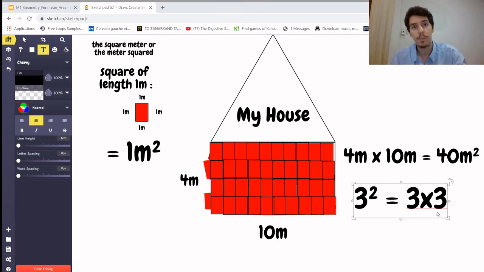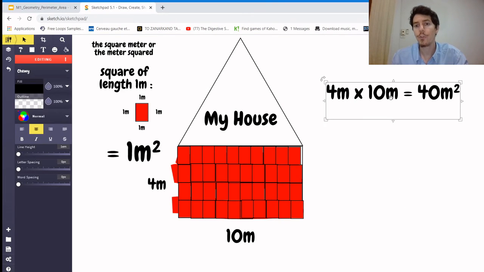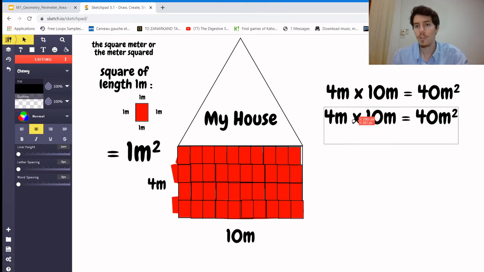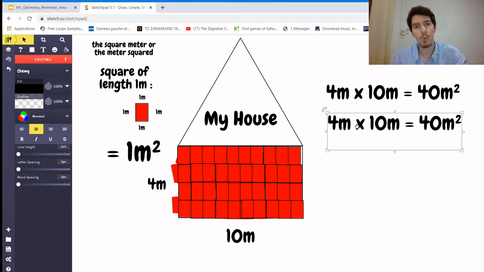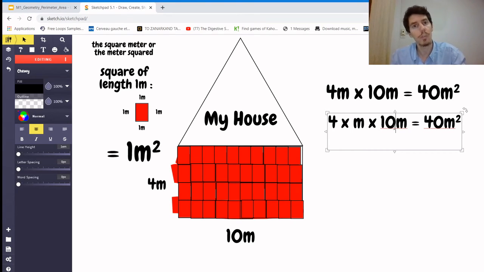Where does it come from? Okay, so I want to focus on this for a minute. So 4 meters times 10 meters equals 40 meters squared. How do we understand this? Okay. So the 4 meters, I will write it in a different way. I will say that 4 meters is 4 times meters. And we will try to understand what it means.